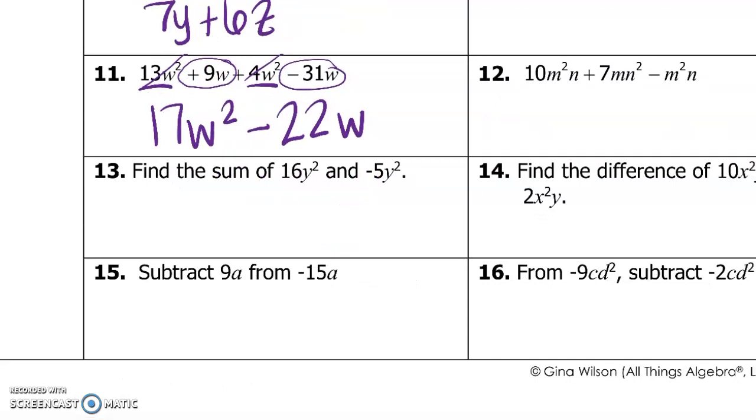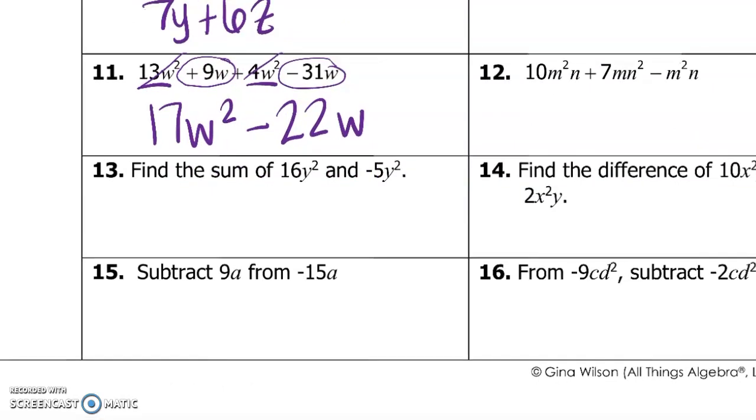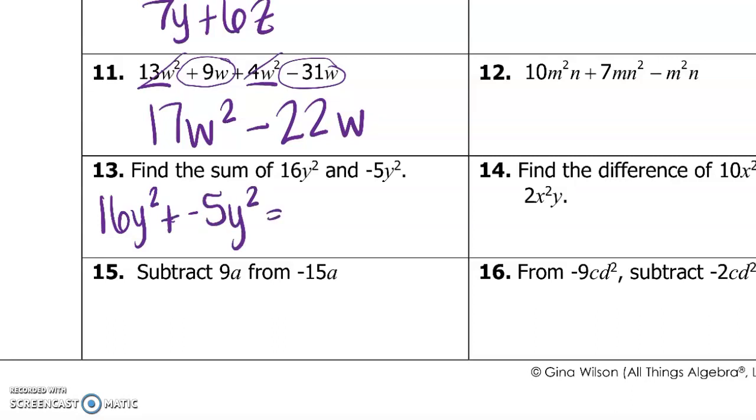13 says to find the sum, so that means you add them together. If you want to rewrite it, you would write 16y squared plus negative 5y squared. Now, since that is the problem, not the answer, you can have the plus negative, since that's how you would translate it. Some of you won't need to do that. You could just change that to a plus sign right there and do 16 plus negative 5 gives us positive 11y squared.